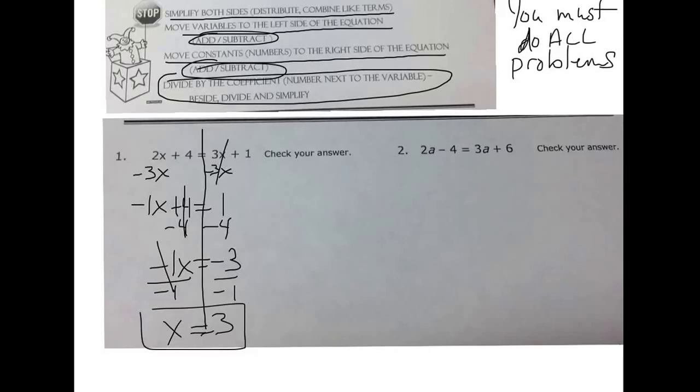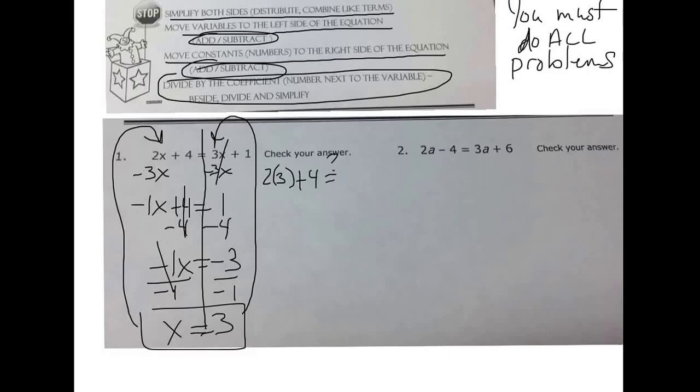Okay. To check our work, we do just like we did the other day. We take this 3, but now we have two places to plug it in. We've got to plug it in on that side and on this side. So we do 2 times 3 plus 4, and we're checking to see is that equal to 3 times 3 plus 1. 2 times 3 is 6, plus 4 is 10. 3 times 3 is 9, plus 1 is 10, and that lets me know that I did it correctly.